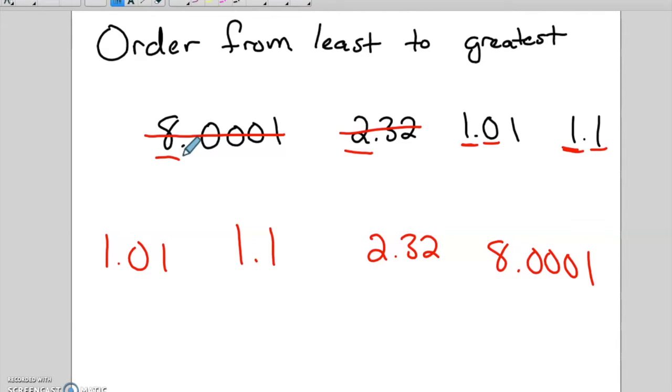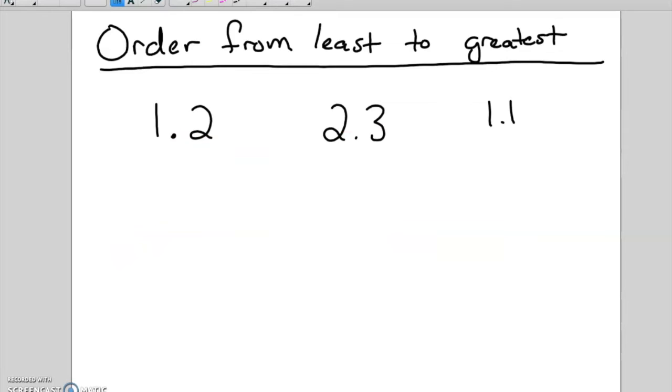If that doesn't make sense, sometimes people like to, if this goes to hundredths, make this go to hundredths. Put a 0 on the end. Now think of it as money. $1, $1.10. $1.01 would be smaller. Okay? Least to greatest. I want you to do that really quick. Shouldn't take you very long.